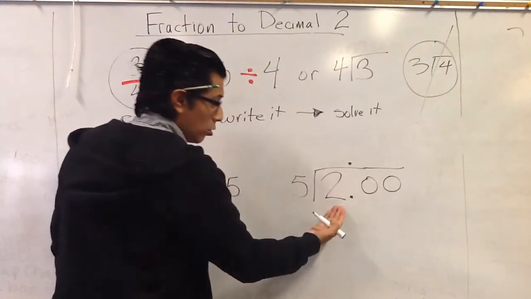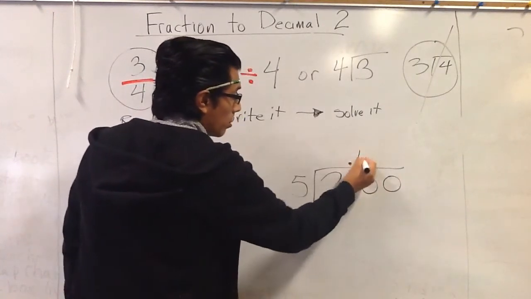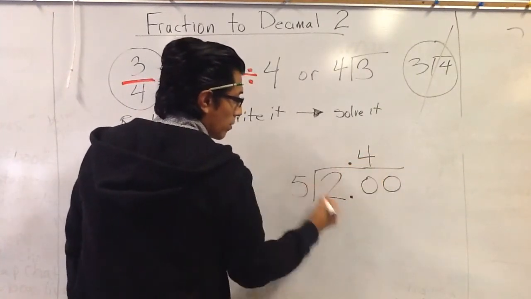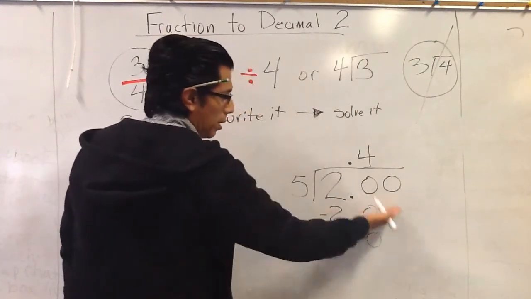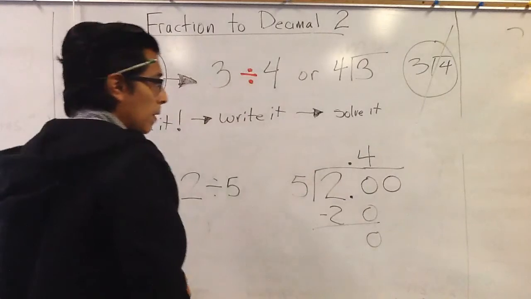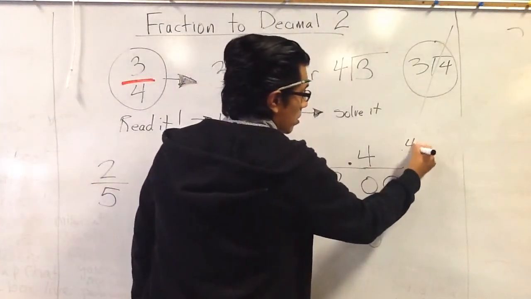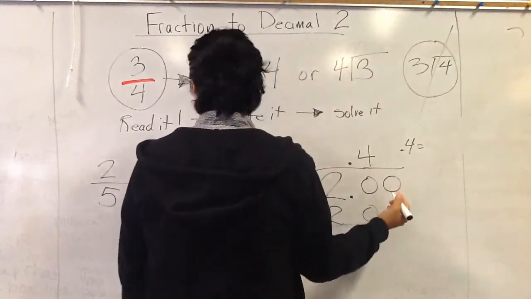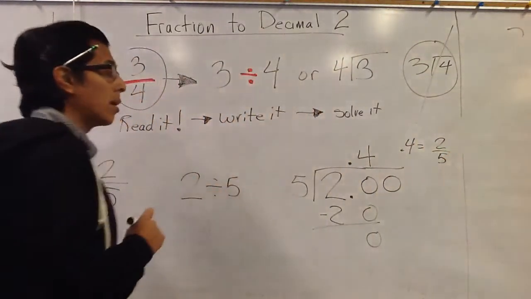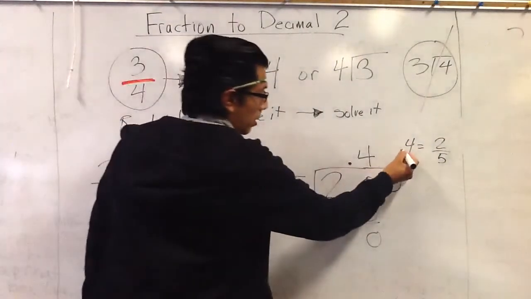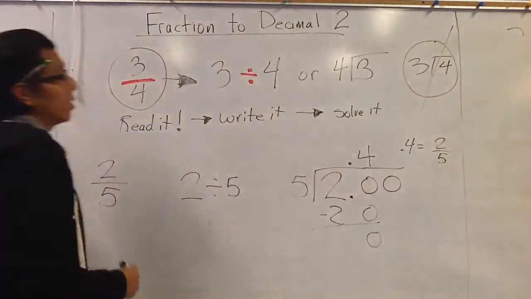So let's start. 2 divided by 5? No. 20 divided, yeah, 4 times. 4 times 5 is 20. And I'm done because I have nothing left. Aha! So, 4/10 is equal to 2/5. I just achieved my objective. Let's make that pretty. 2/5 is the same as 4/10.